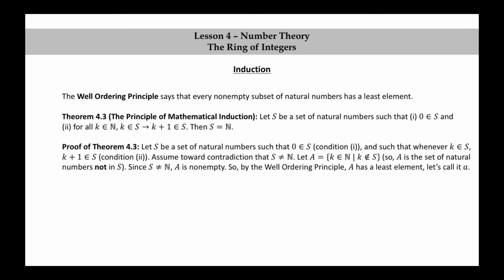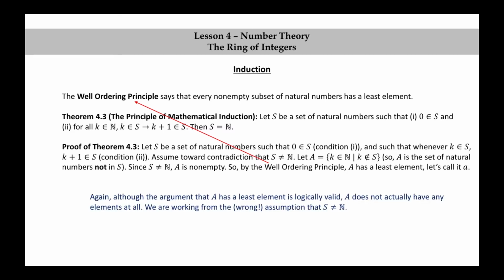Okay, so since A is non-empty, by the well-ordering principle, A has a least element. Let's call it little a. We used the well-ordering principle here to get a least element of capital A. Again, although the argument that A has a least element is logically valid, A does not actually have any elements at all. We are working from the wrong assumption that S is not equal to n.